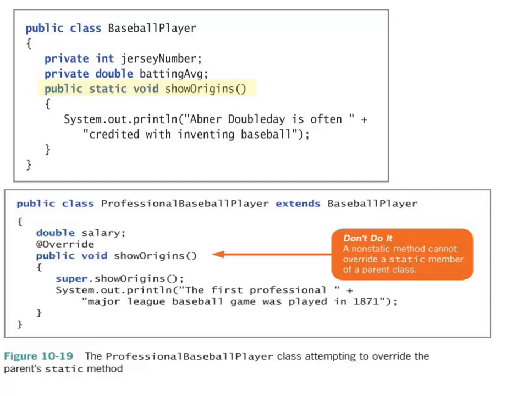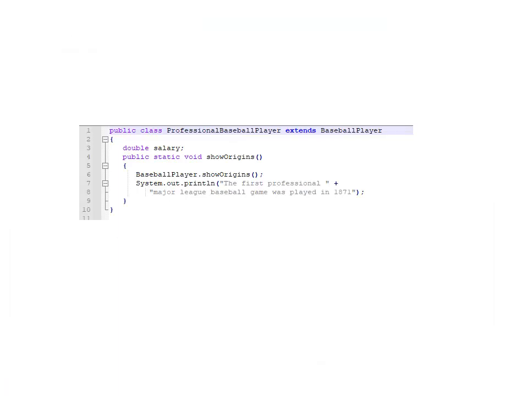So if we add a public static void showOrigin in the child class ProfessionalBaseballPlayer, we cannot use super here, because super can only be used in a child class non-static method. This code is valid here.